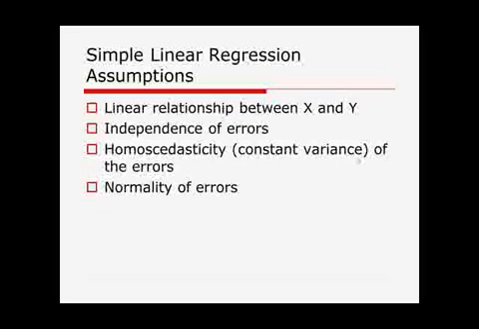Just like with other statistical tests, there are some assumptions. The assumptions for linear regression, now I'm calling it simple linear regression, not because it's easy, but we use the term simple when we have exactly one predictor variable x and one outcome variable y. And linear is that we're assuming that a linear relationship, or a line, describes the association between x and y. We assume independence of errors.